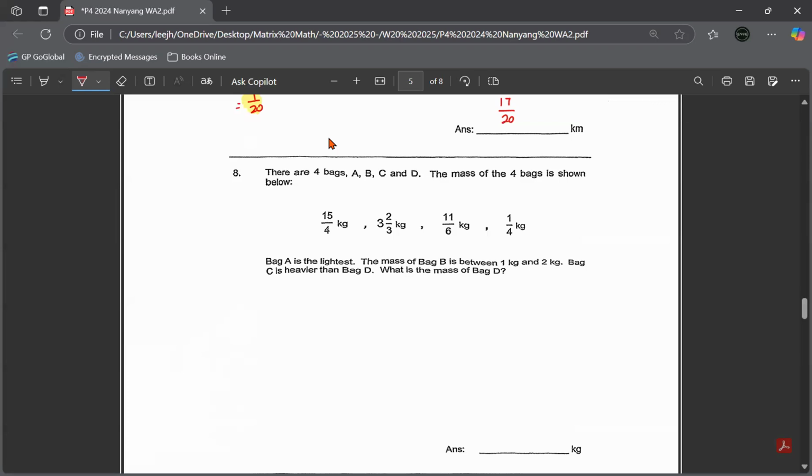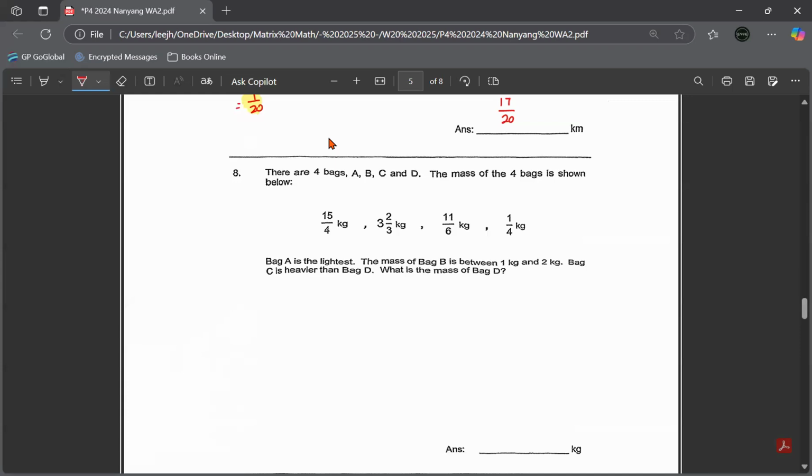For this kind of question, you need to arrange them first. You need to make sure you know the mass of each bag. We only know that bag A is the lightest. Okay, with this, you can see some of them are improper fractions, some of them are in mixed number.